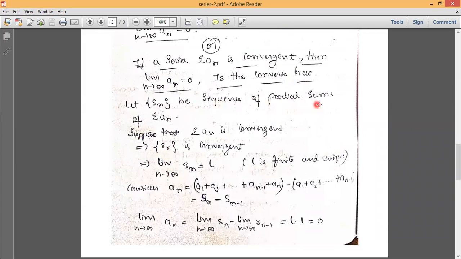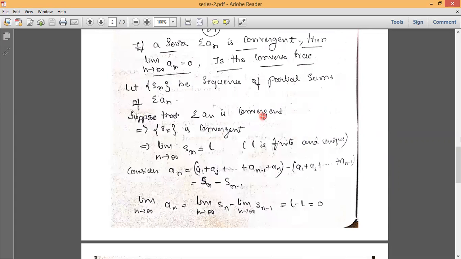Let Sn be the sequence of partial sums of sigma an. We know that each series is associated with a sequence of partial sums. Here Sn is the sequence of partial sums corresponding to the series sigma an. Suppose that sigma an is convergent. By definition, the sequence Sn is convergent. That implies limit n tends to infinity Sn is equal to L, where L is finite and unique.